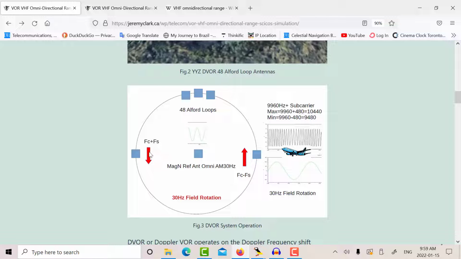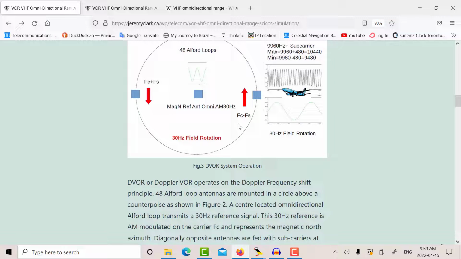The same thing here. As these antennas switch, start heading in this direction, they're moving towards the plane. So what that does is it FM modulates the subcarrier, it increases its frequency. And then as it moves away, it decreases. So if you demodulate the FM on this subcarrier, what you'll see is a sine wave of 30 hertz. And you can tell the phase difference between this sine wave and this sine wave, which gives you the azimuth, which is pretty amazing. So that's basically how the DVOR works.